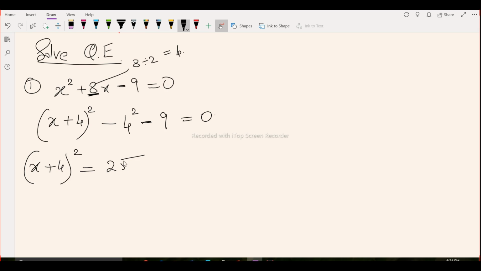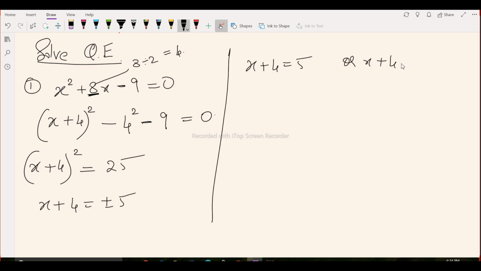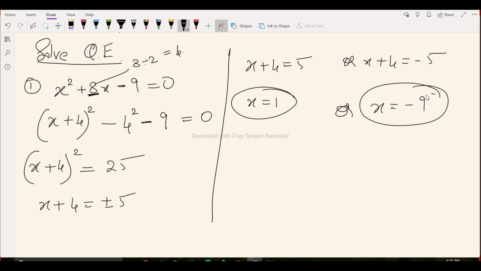Okay. Now what you can do is you can take the square root on both sides. So you have x plus 4 is equal to plus minus 5. So the final answer would be x plus 4 is equal to 5, or x plus 4 is equal to minus 5. So x is equal to 1, or x is equal to minus 9. So that is our solution set. Okay. Let's try one more question.